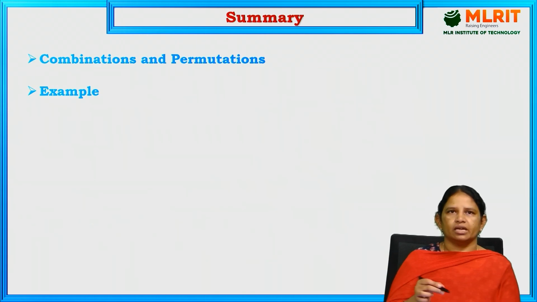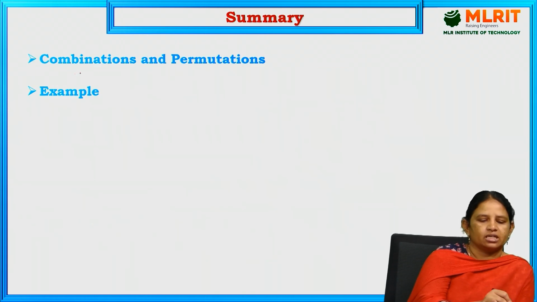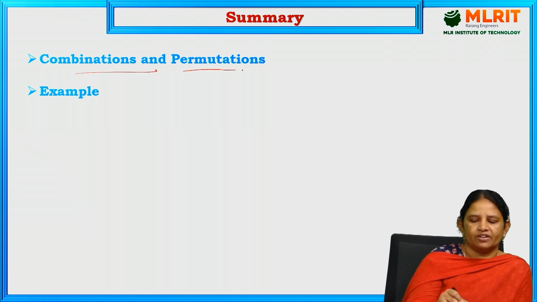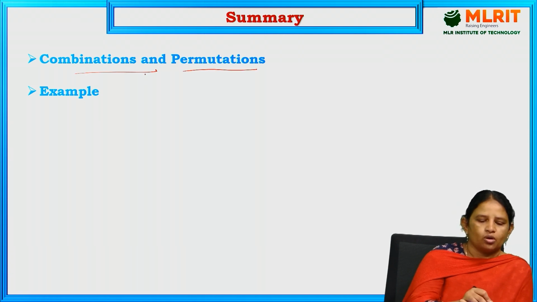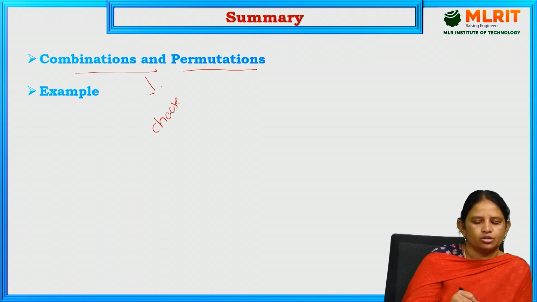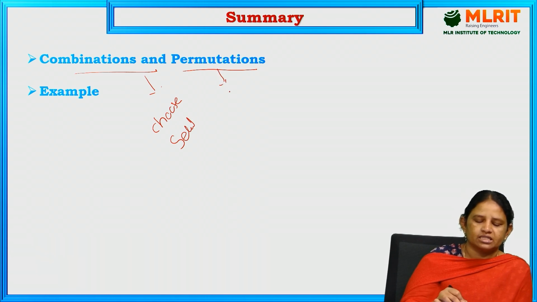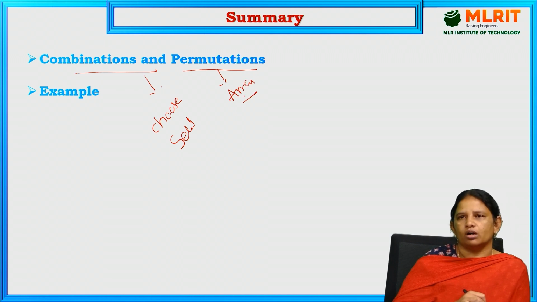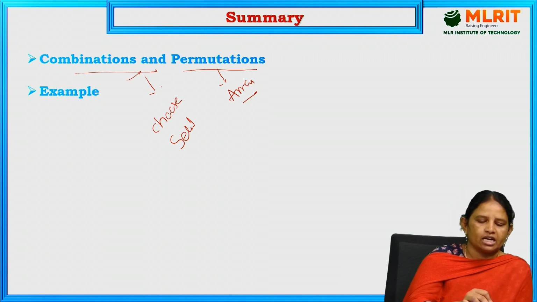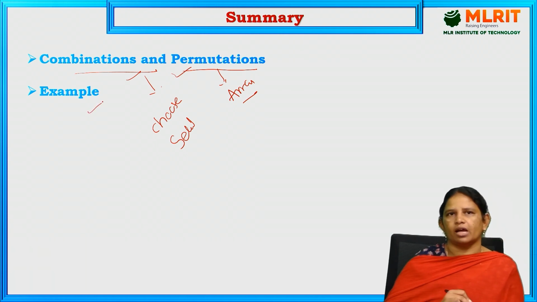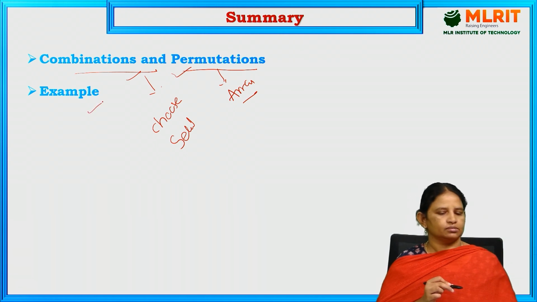So, coming to the summary, what is the definition of combination, and what is the definition of permutation? The keyword for combination is choose or select; then we use the word combination. If the word involves arrangement, then we use the word permutation. We can understand combinations and permutations with the help of examples.